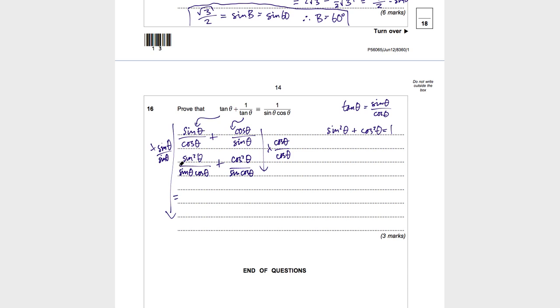So that equals sine squared theta plus cos squared theta over the same denominator, sine theta cos theta. But that sine squared theta plus cos squared theta equals 1. So the numerator is 1 over sine theta cos theta, and at that point I've finished the question because I've reached this conclusion here. Put some equal signs in all the way down there. And that's the end of the test.